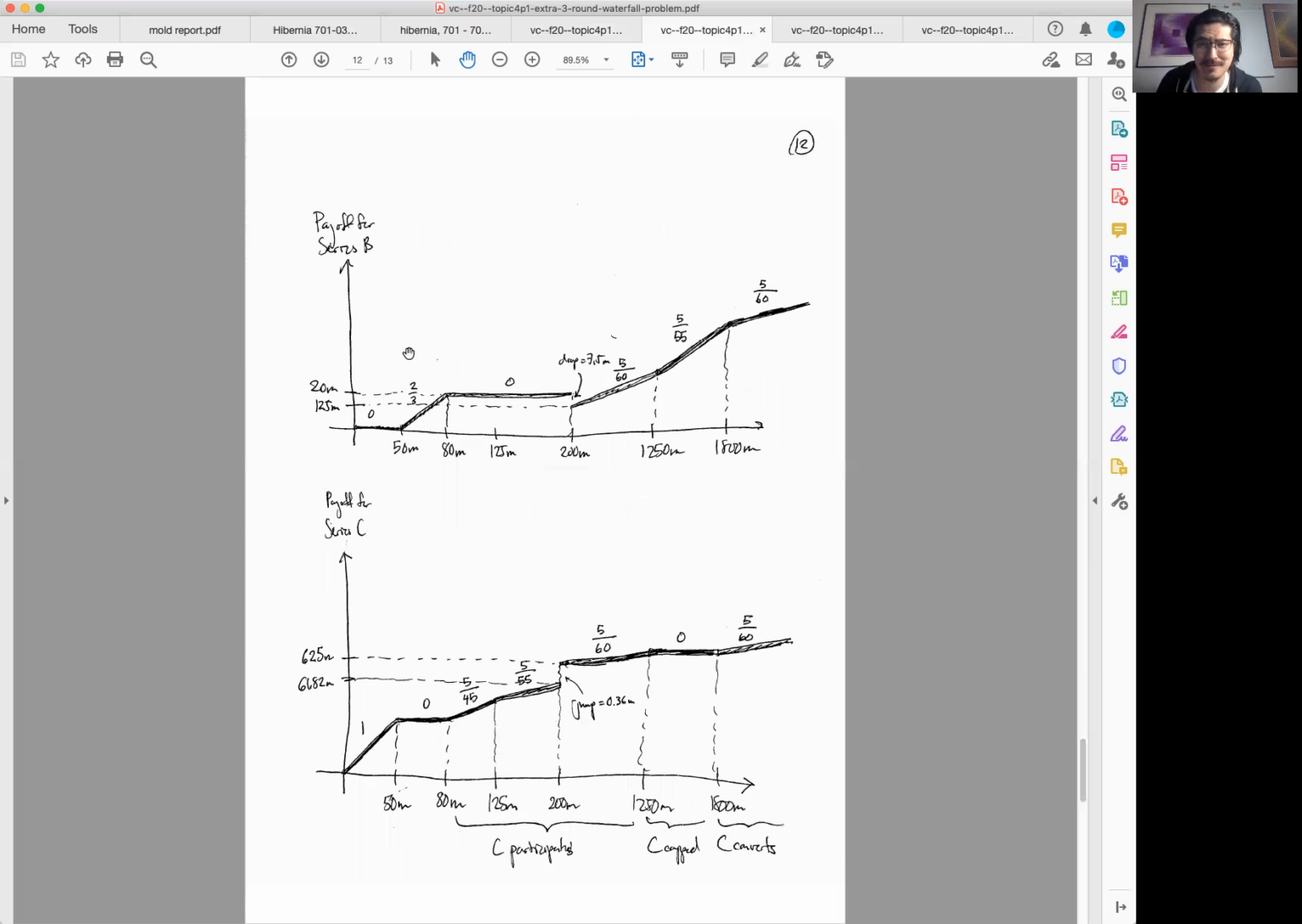Poor Series B. They get nothing for the 50. They get 2/3 up to 80. They plateau until 125. Usually when we say plateau, it sounds like a bad thing. It sounds like a good thing at 200 when they're forced to convert and they lose 7.5 million. But you know what? At least they have a slope now of 5 out of 60 because they've got their 5 million shares. And 5 out of 60 becomes 5 out of 55 at 1.25 billion because C hits their cap. And then it goes back to 5 out of 60 at 1.8 billion because C chooses to convert. That is the story of the payoff diagram for B.